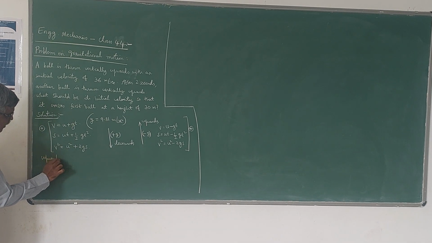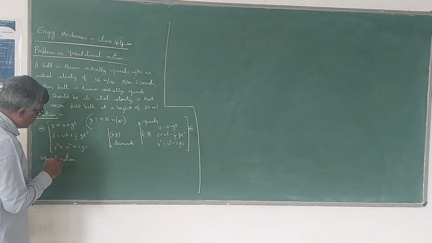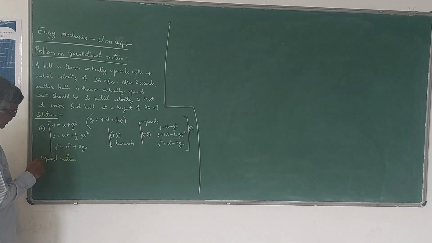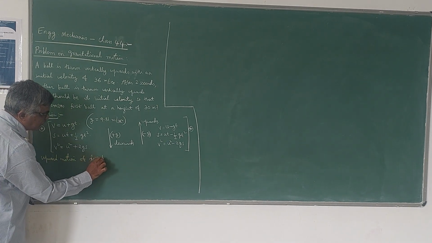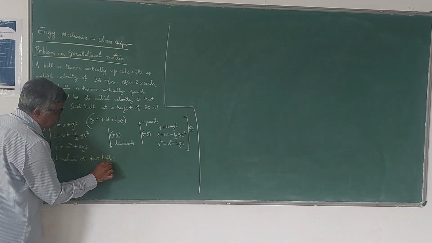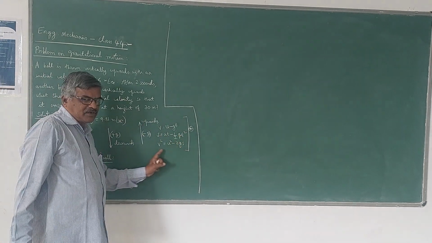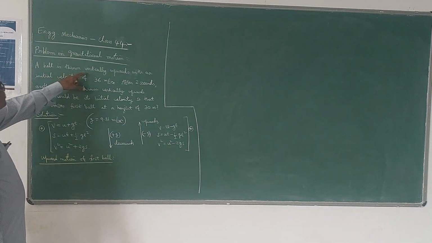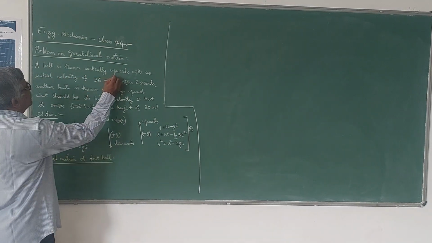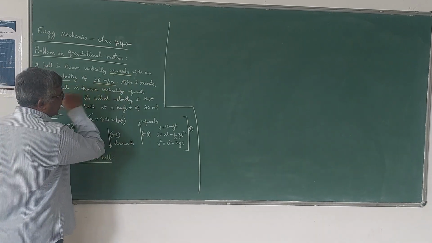There are two balls here. Now I will take them one by one. All of you clearly note the upward motion of the first ball. There are two balls in this problem, and I will take the upward motion of the first ball first. So I have to use the equations with minus. What is the data he has given? A ball is thrown vertically upwards with an initial velocity of 36 meters per second.